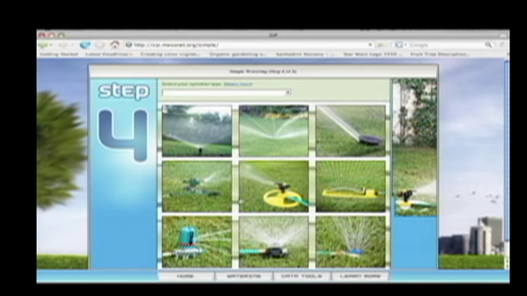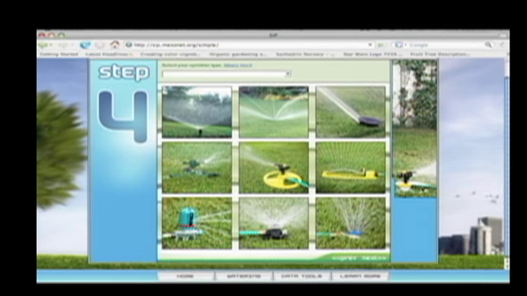Yes. And any particular sprinkler that you use? We have the old-fashioned one in the middle there. The old-fashioned one, okay. And what we've done is we've gone through and looked at all the different rates that these sprinklers put out. So we know the size of the pattern, and we also know how many gallons per minute they put out.